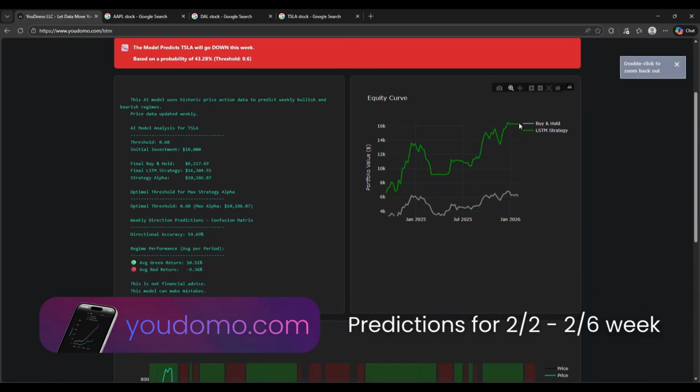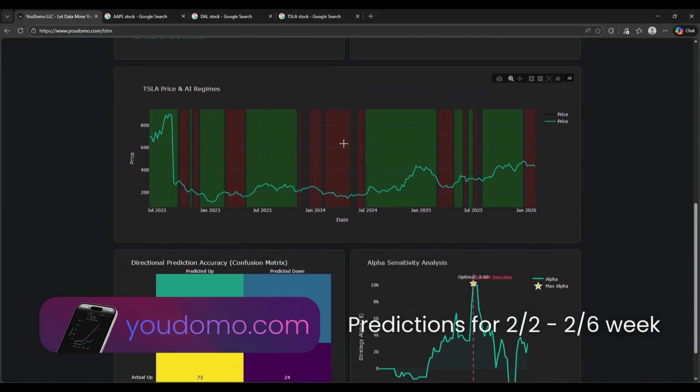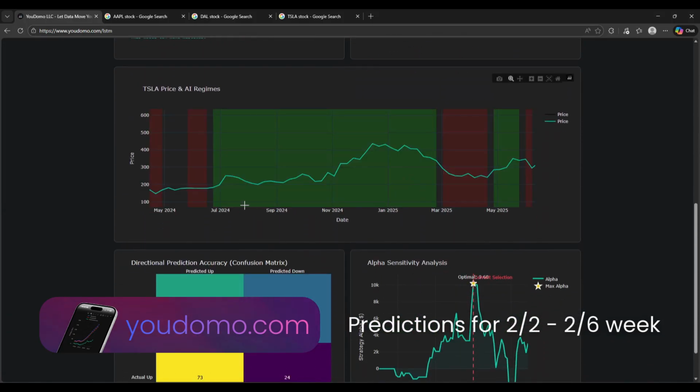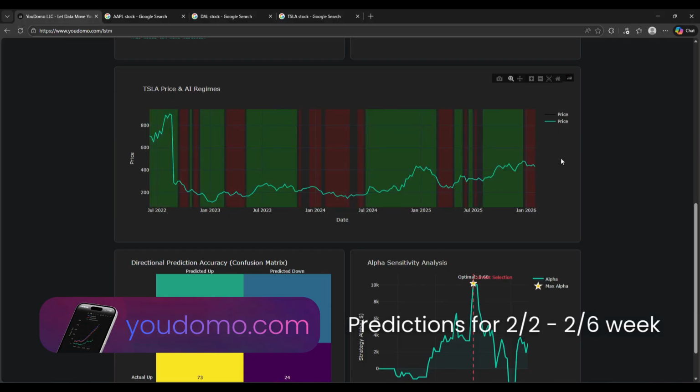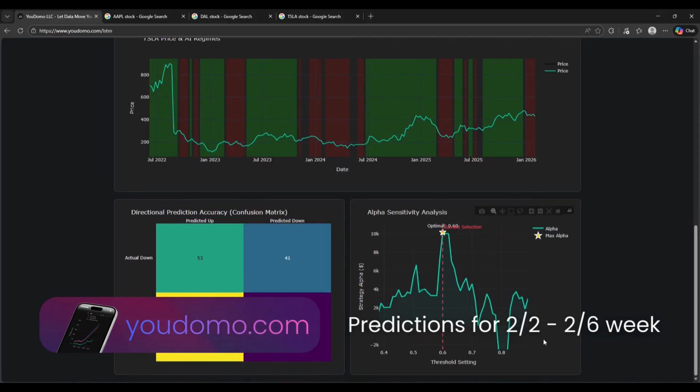We can look at the model's historic performance and see that the AI strategy would have returned 16,000 while the hold method would actually be in the red. You'd be only at 6,000 on a 10,000 initial investment. You could look at bullish and bearish regimes, where the green regimes are bullish, in the red are bearish, and you can see these ebbs and flows in the market that the AI model is able to pick up on.